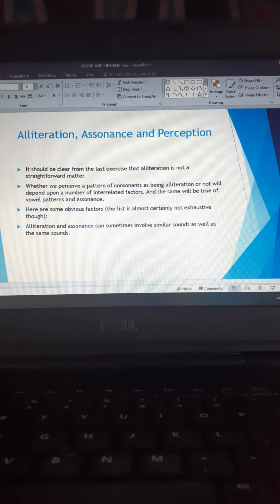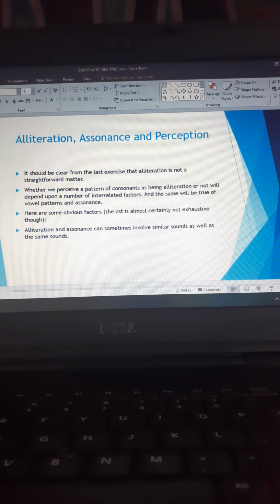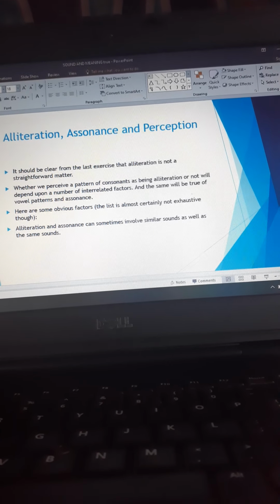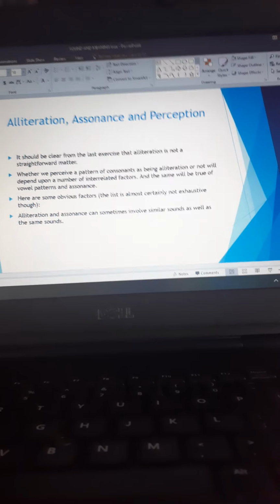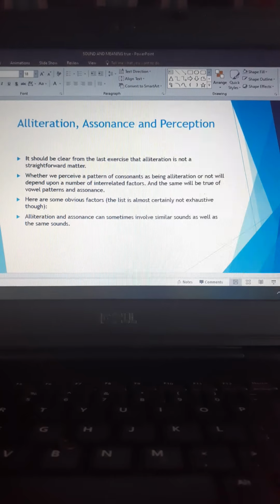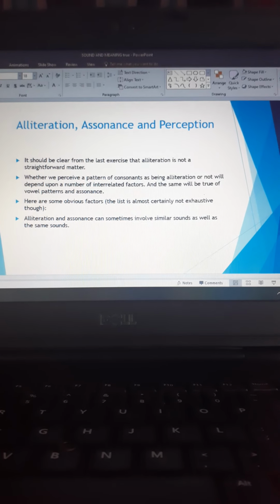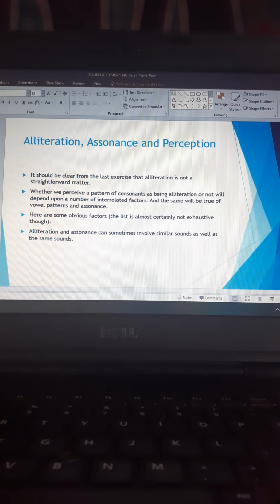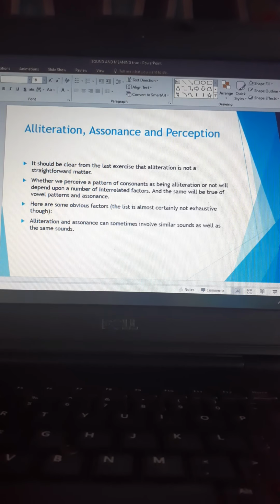So, alliteration, assonance, and perception. It should be clear from the last exercise that alliteration is not a straightforward matter. Whether we perceive a pattern of consonants as being alliteration or not will depend upon a number of interrelated factors, and the same will be true of vowel patterns and assonance. Here are some obvious factors. The list is almost certainly not exhaustive, though.